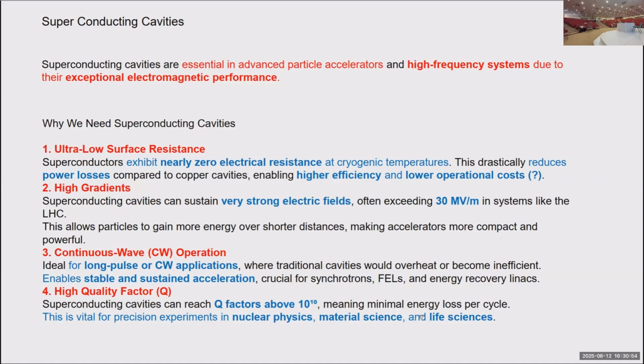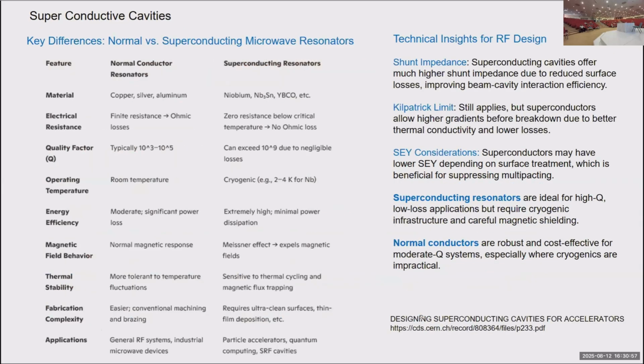Okay. Of course, the key differences for normal and superconductor cavities are here. Wow, the big problem: temperature. Normal conductor is at room temperature. But for superconductor, it depends on the material, you have to cool down.